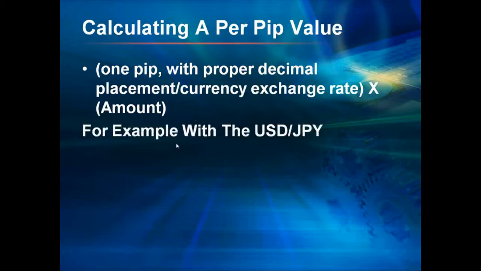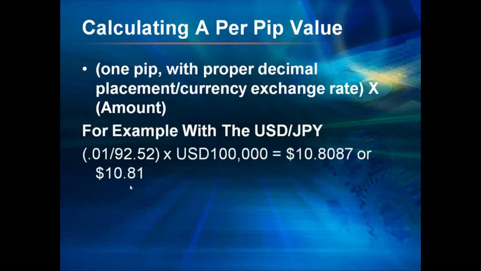To give you an example using this formula, if we were calculating a per pip value for the US dollar Japanese yen, we would calculate that a pip, or a pip with proper decimal placement, we know is 0.01. We divide that by the currency exchange rate of 92.52. We multiply that by the amount we're trading, and we're going to trade one lot.